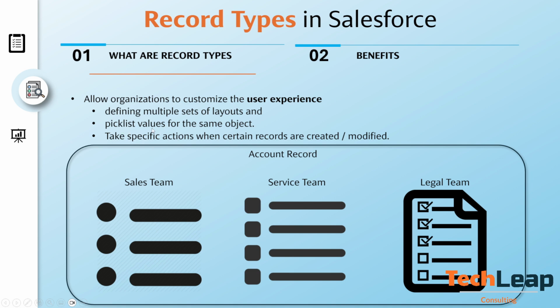We can also have different picklist values for the same object, and we can take certain specific actions when records are created or modified. Let's say, as an example, when a high priority account record is created, we can have a specific set of tasks created for the sales team, where they can focus their attention on the high priority account records as against the accounts that do not carry such a high priority. So record types can be used to provide different business processes to slice and dice the same record and have different dimensions of looking at the same record.